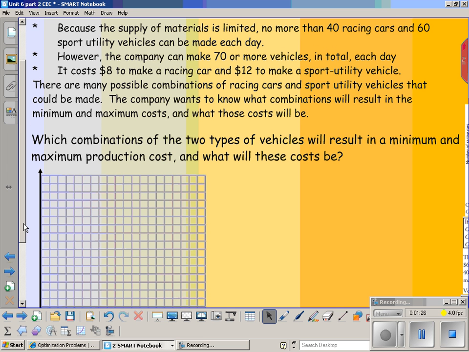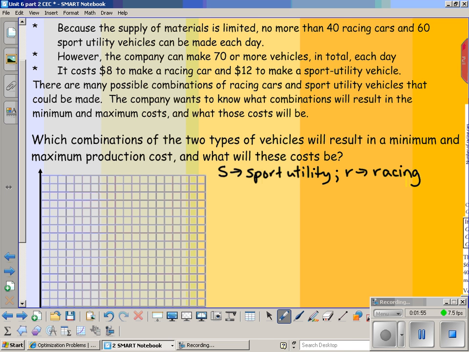The first thing we need to do is assign variables. Now you can choose whatever variable you want. We are going to use S to represent the sport utility vehicles, and we are going to use R to represent the racing cars, so the number of racing cars. So that's the first thing you want to do, is to identify your variables.